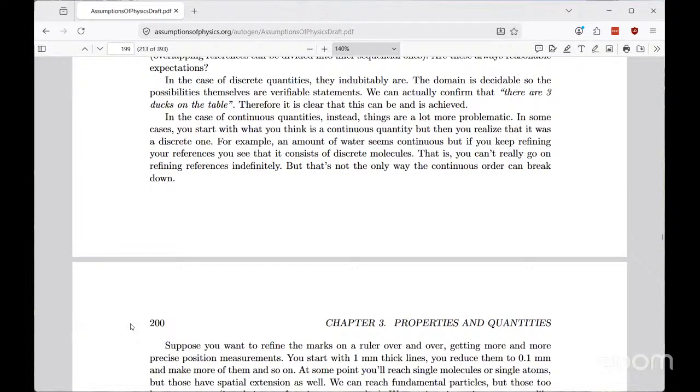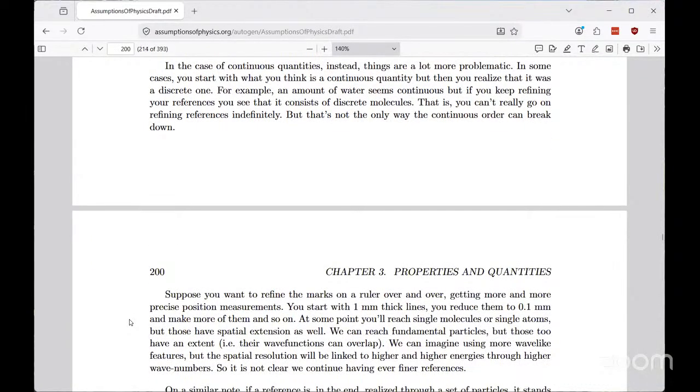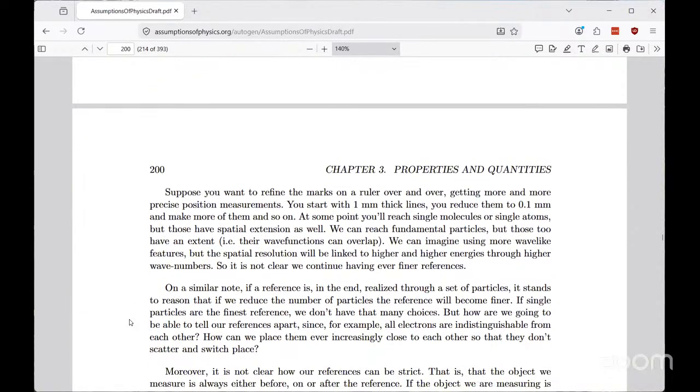In the case of continuous quantities, instead, things are a lot more problematic. In some cases, you start with what you think is a continuous quantity, then you realize that it was a discrete one. For example, an amount of water seems continuous, but if you keep refining your references, you see that it consists of discrete molecules. That is, you can't really go on refining references indefinitely. That's not the only way the continuous order can break down.